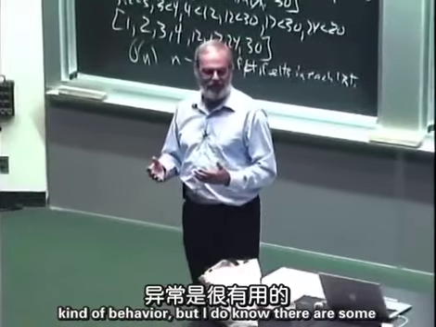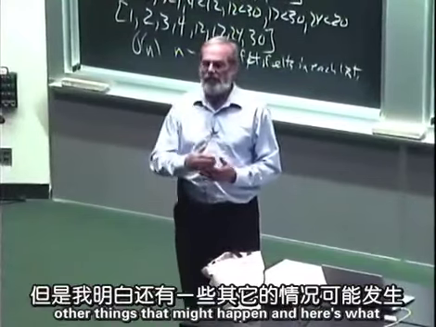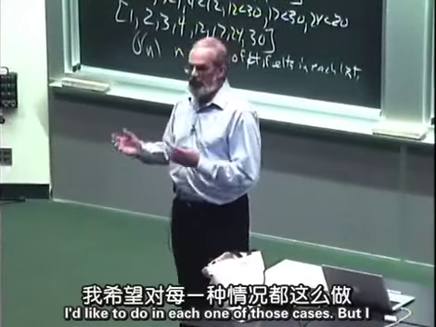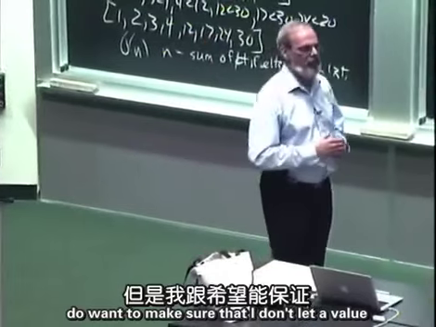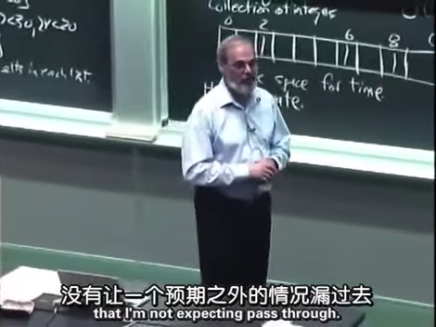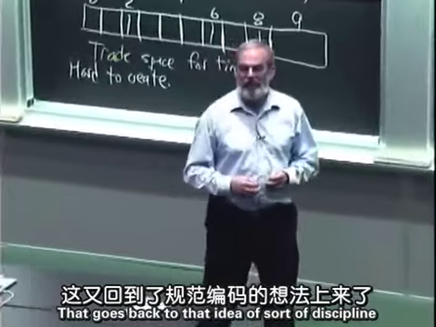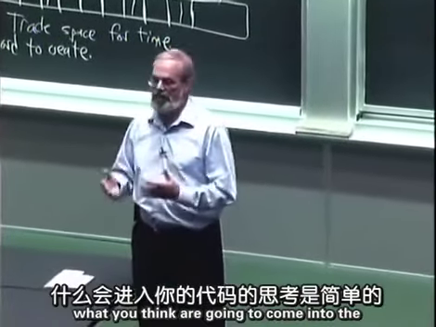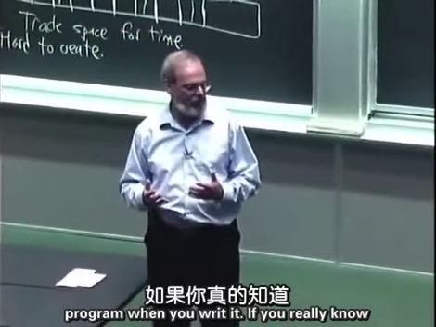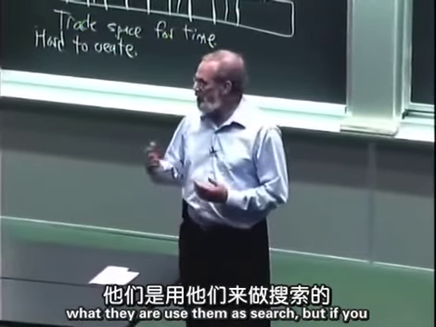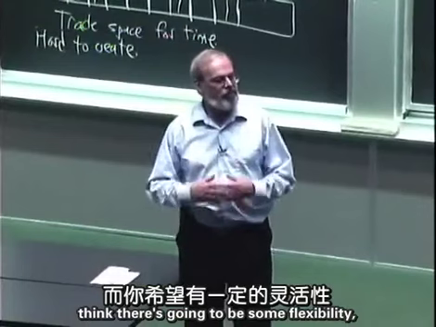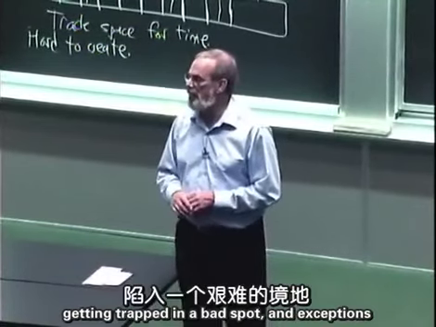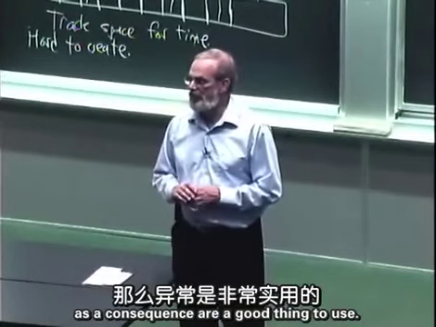So the exceptions are useful when you want to have the ability to say, I expect in general this kind of behavior. But I do know there are some other things that might happen, and here's what I'd like to do in each one of those cases. But I do want to make sure that I don't let a value that I'm not expecting pass through. That goes back to that idea of sort of disciplined coding. It's easy to have assumptions about what you think are going to come into the program when you write it. If you really know what they are, use an assert. But if you think there's going to be some flexibility, you want to prevent the user getting trapped in a bad spot. And exceptions as a consequence are a good thing to use.